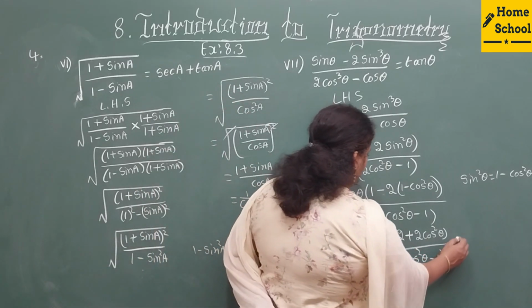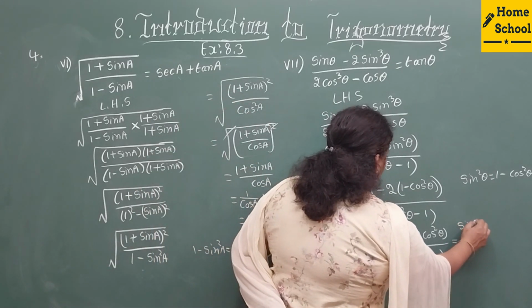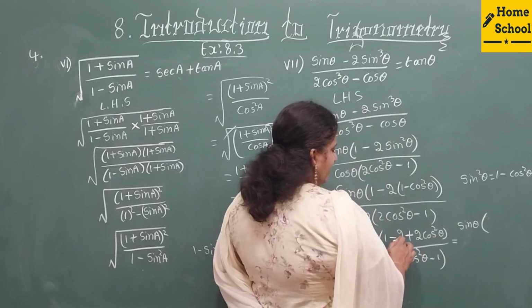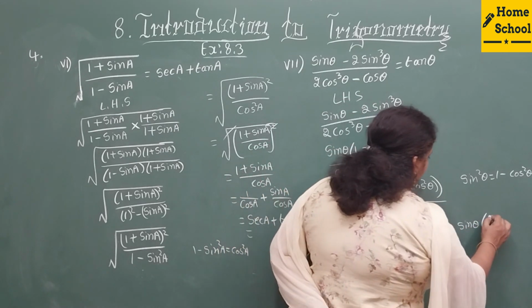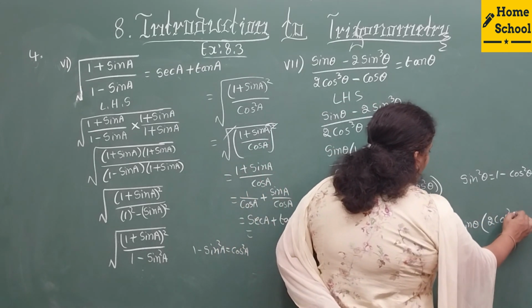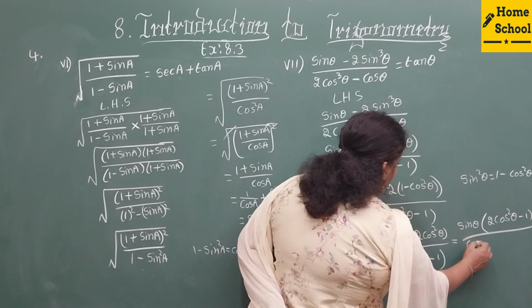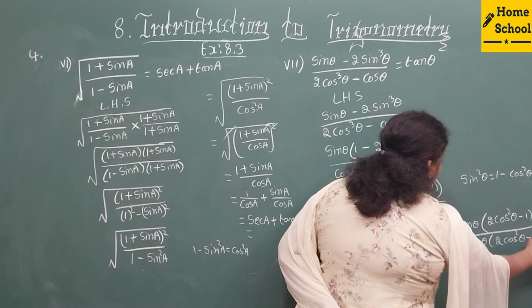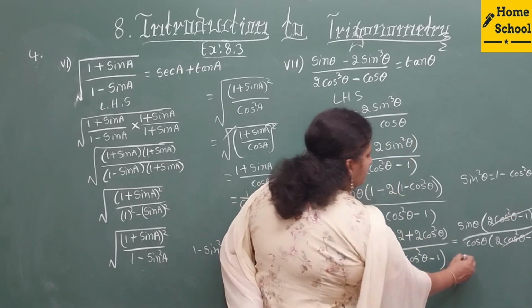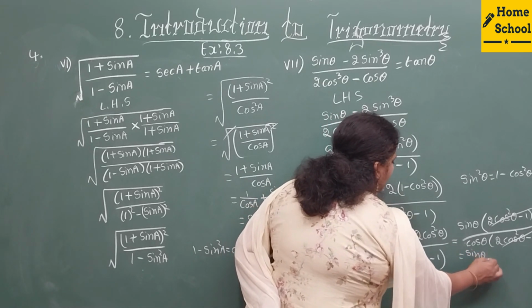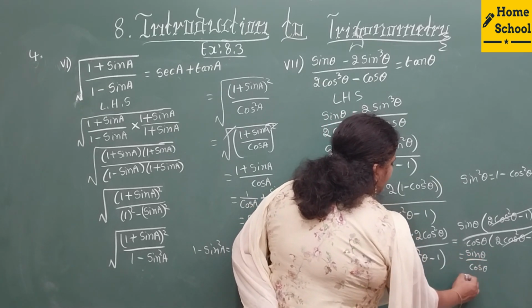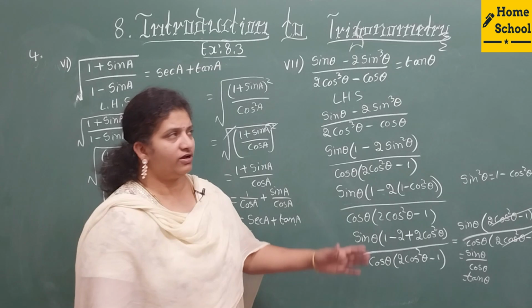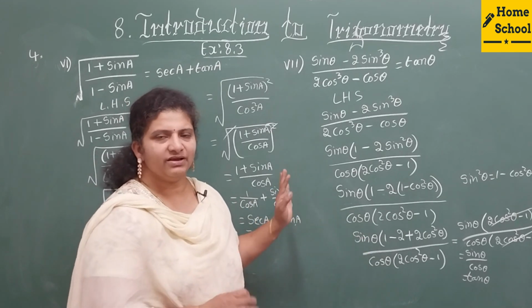Now what happens here? Sin theta into 1 minus 2 will be minus 1. So I'll write here (2 cos square theta minus 1) by cos theta into (2 cos square theta minus 1). This set and this one cancel. You are left with sin theta by cos theta, that is tan theta. Therefore, LHS is equal to RHS. Rewrite the question and say hence it is proved.